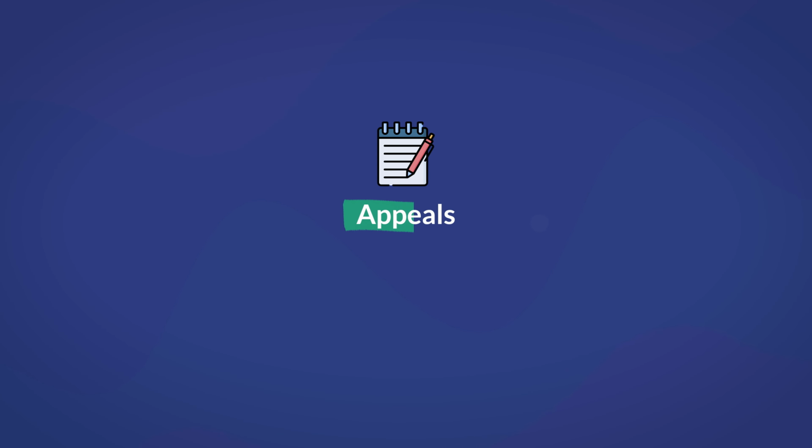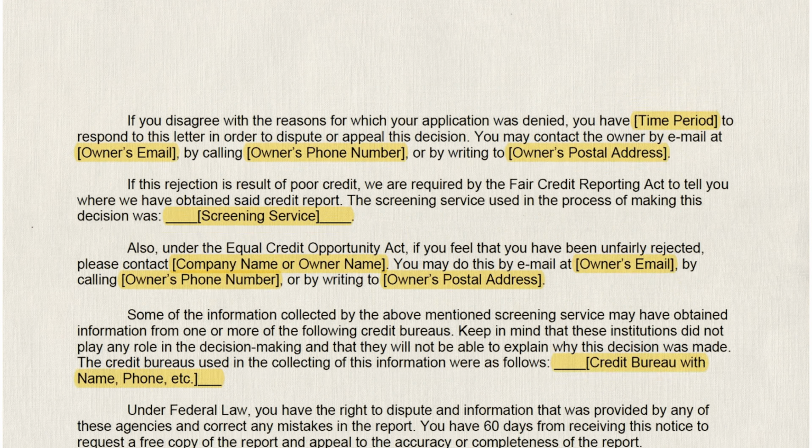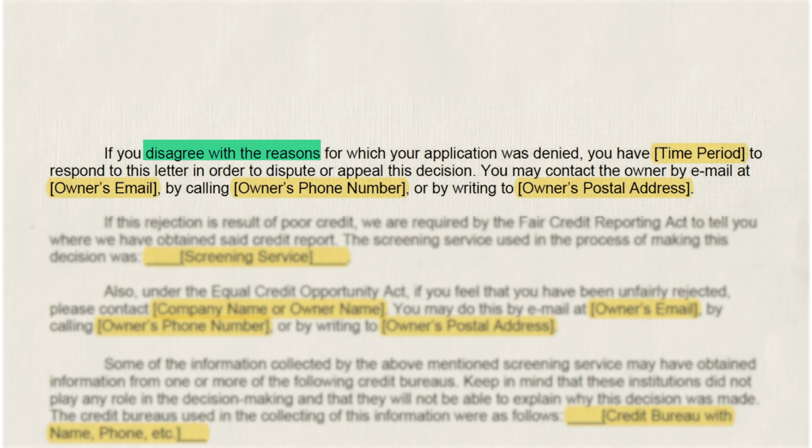Next, you can include information about how to appeal the adverse action notice. This should include instructions on how the applicant can send in some sort of appeal to the decision. There should also be a time period and contact information to send in the appeal.